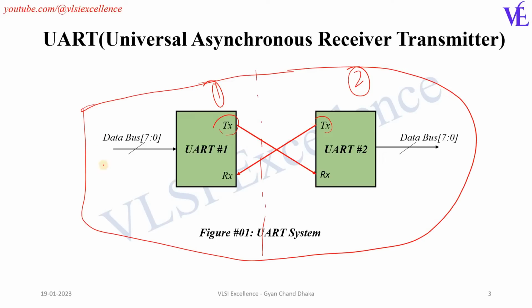And here, as I said, the UART controller receives the data in parallel and then transmits it serially, and then UART 2 will convert that serial data again into parallel form, which can be read by the CPU or written into memory. So this is how a UART communication system looks.